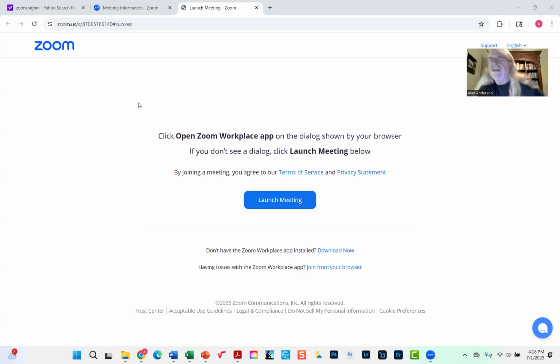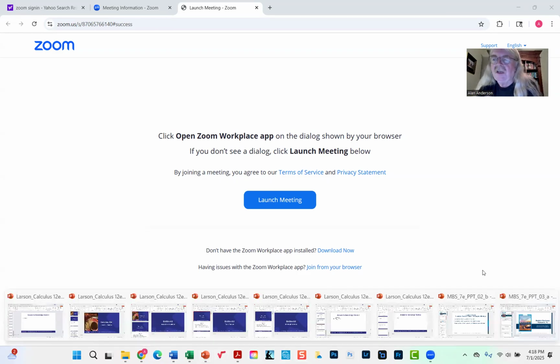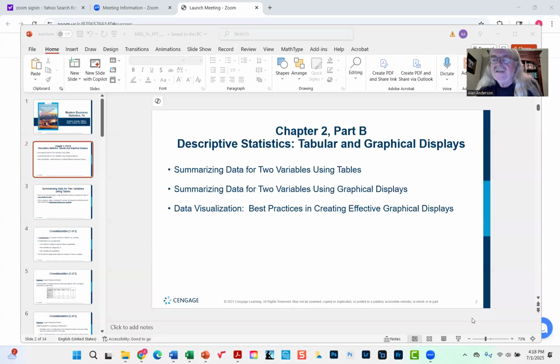All right, so now it's time to wrap up chapter 2. We finished 2A earlier. Now we're going to look at chapter 2B. Chapter 2 is cut up into two pieces. And so chapter 2B is different from chapter 2A because here we're going to focus our attention on comparison of two different variables to each other.